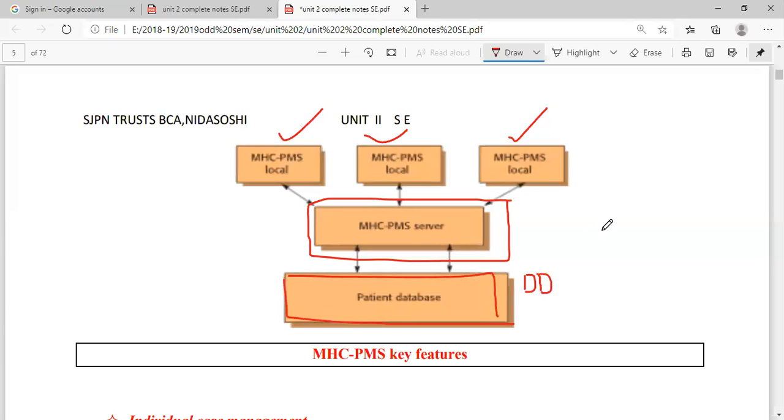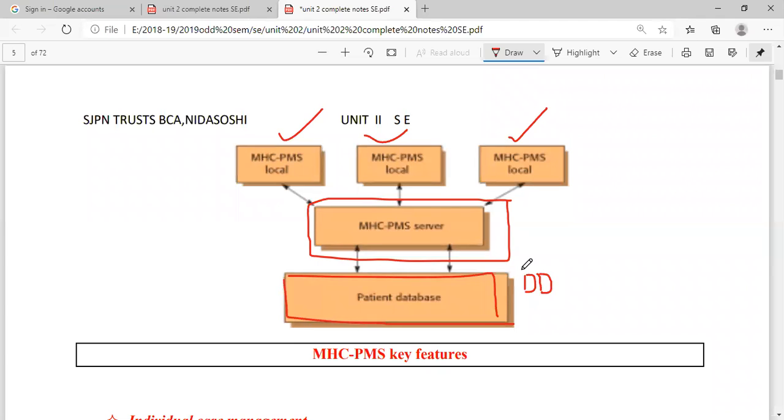Anybody knows that? What is distributed database? Anybody know? Nobody? Yes, what is distributed database? You know at least what is database, isn't it?